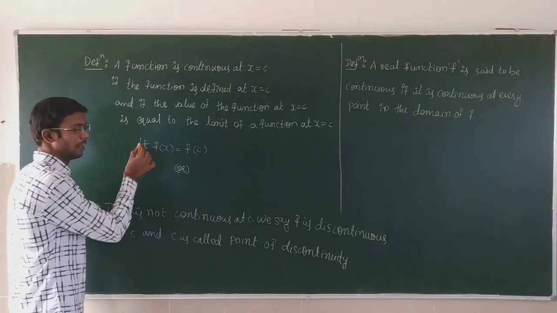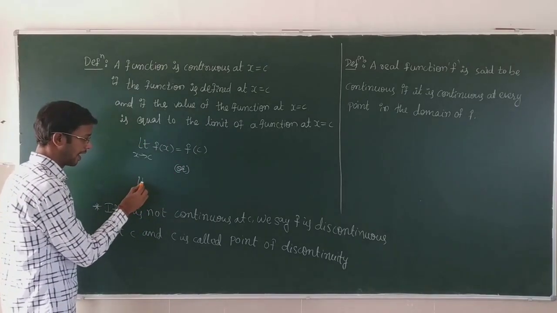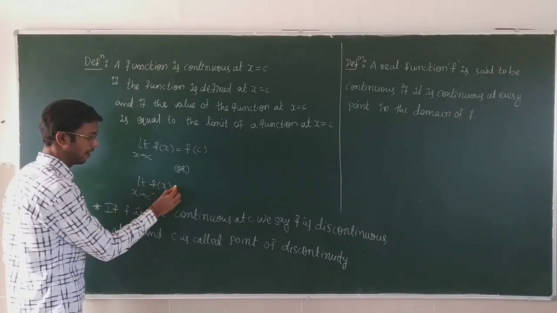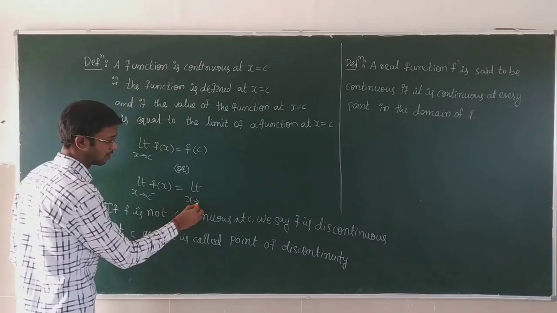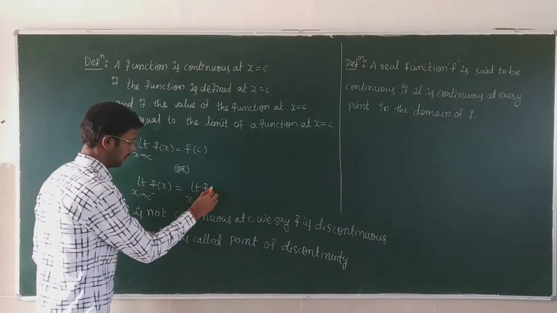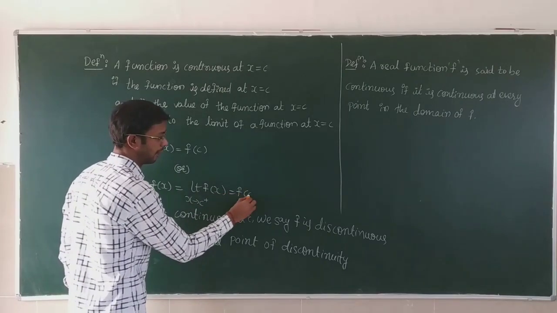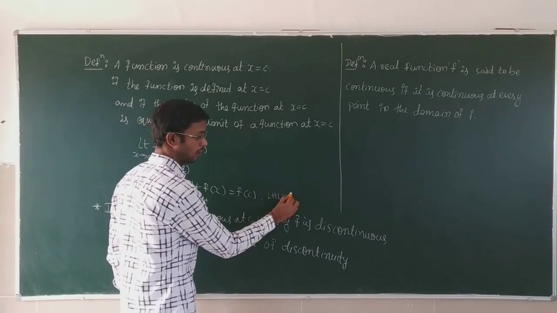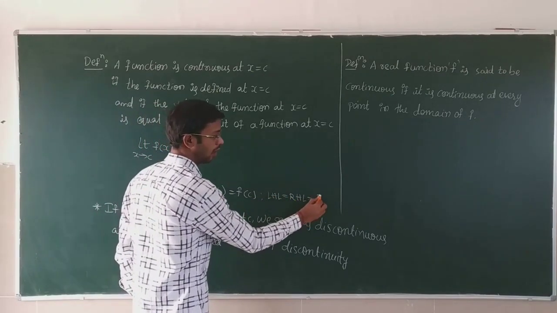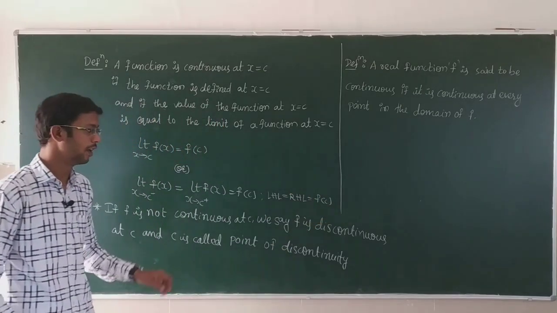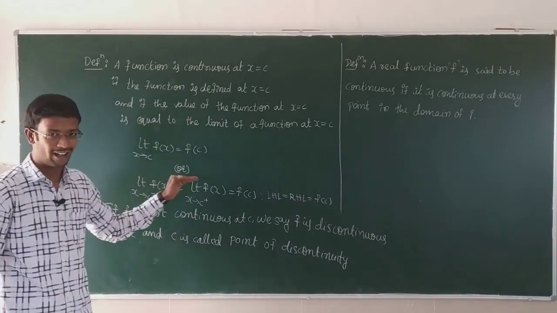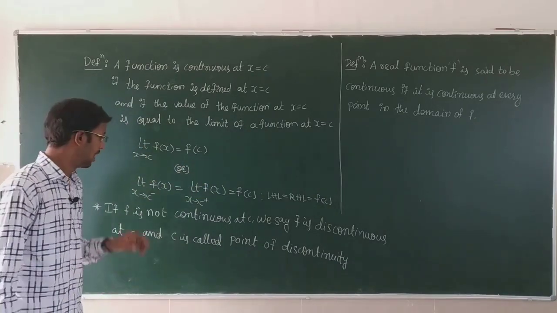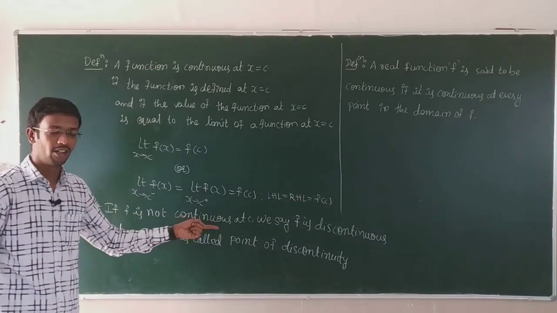Or this one, using the left hand limit and right hand limit: limit x tends to c minus f of x is equal to limit x tends to c plus f of x is equal to f of c. We can write this as LHL is equal to RHL is equal to f of c. The left hand limit is equal to the right hand limit, then only the limit will exist, equal to f of c.